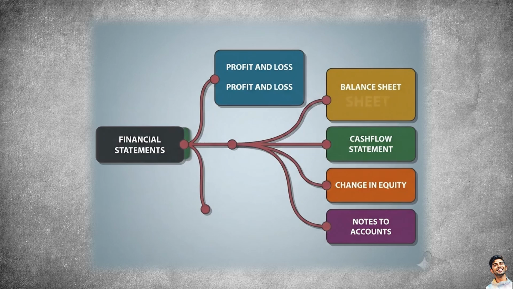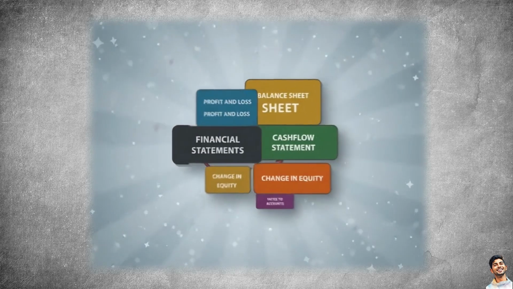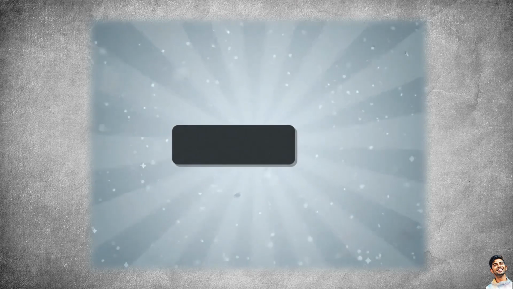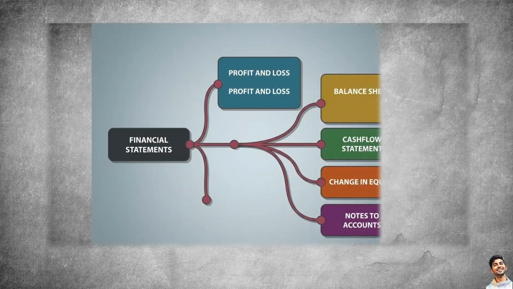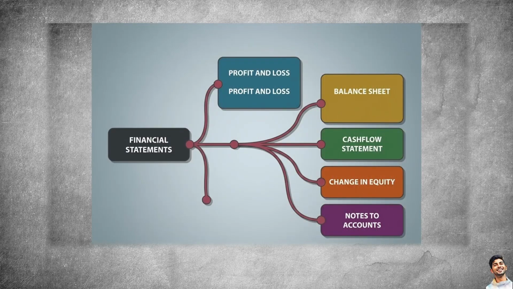So when you put it all together, these 5 components give a complete picture of a business: profit, position, cash movement, ownership changes, and detailed explanation. We'll go deeper into it in upcoming videos. And that's how financial statements actually tell the full story of a business.